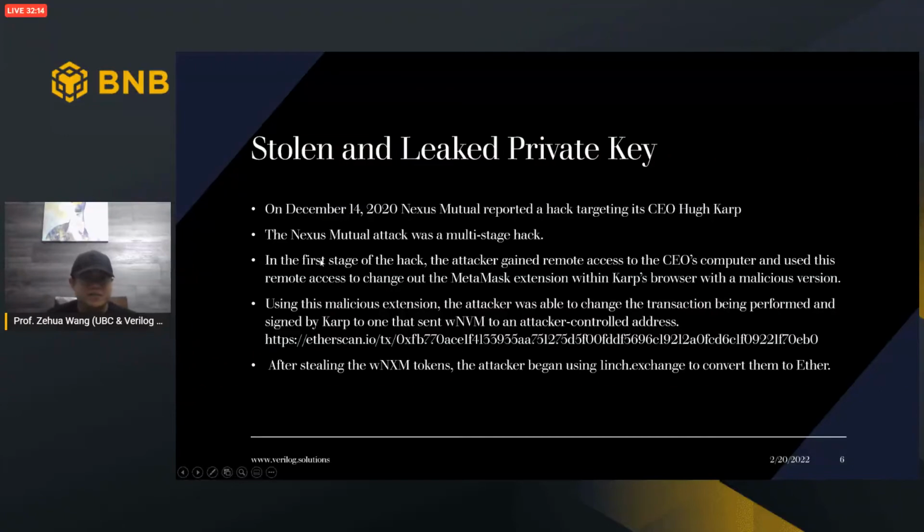First, the hacker gained remote control of the CEO's computer and used this remote access to swap out the MetaMask extension within the CEO's browser with a malicious version. So it's very crucial for DeFi investors to make sure your MetaMask is the correct one. Do not use any MetaMask downloaded from a third-party website. Using this malicious extension, the hacker was able to change the transaction being performed and signed by Karp to one that sent the native token to an address controlled by the hacker.